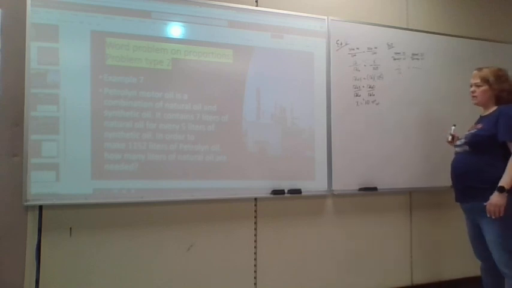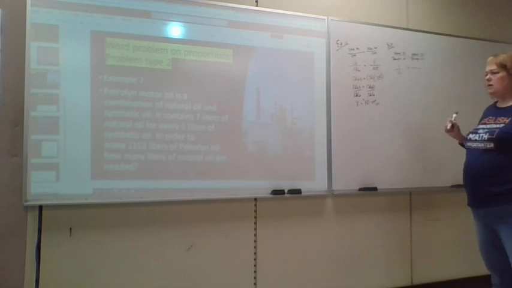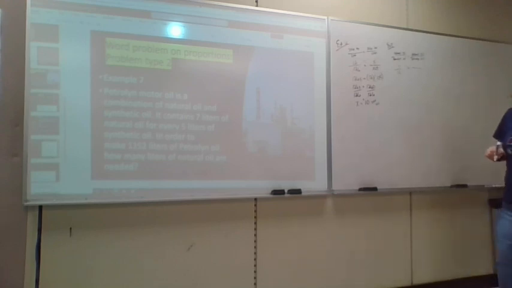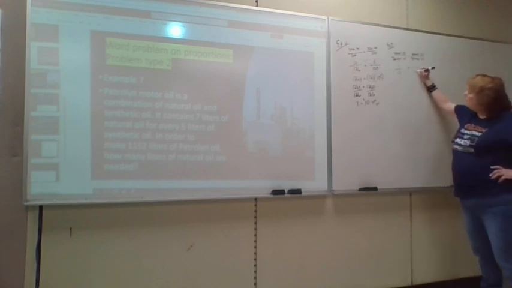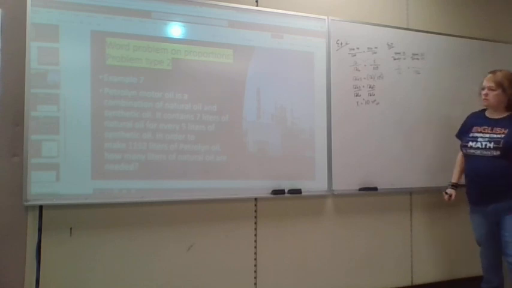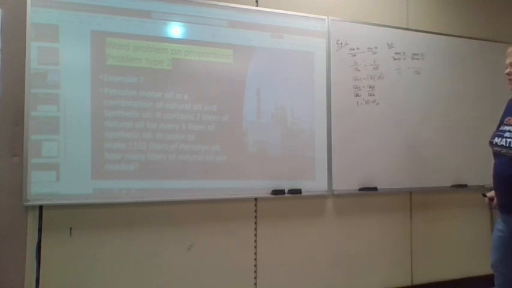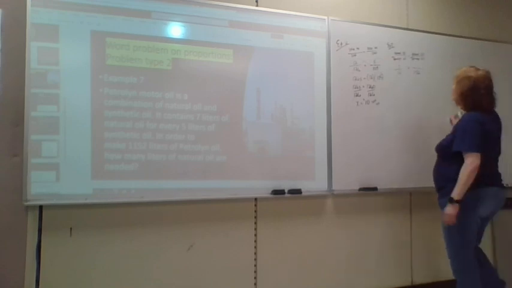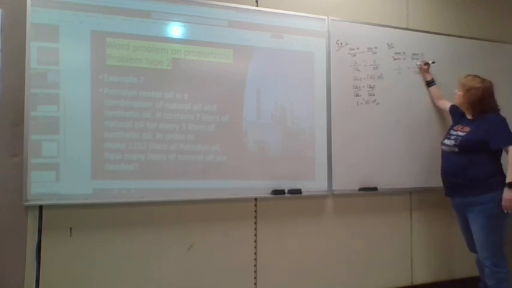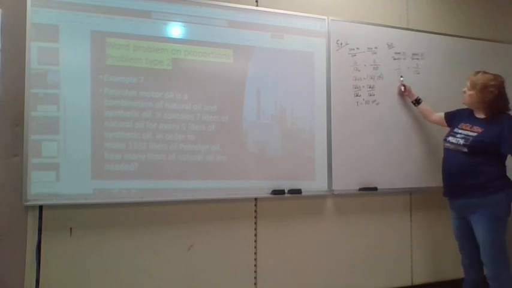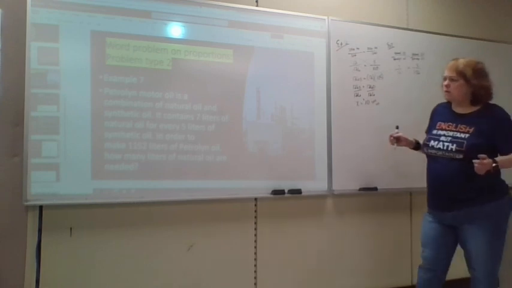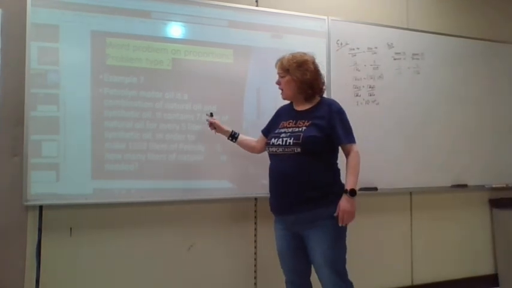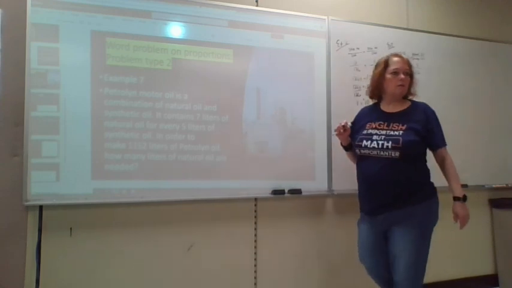Now go to the other side here. In order to make 1,152 liters of petroleum oil, where am I going to put that in the graph? On the bottom. 1152, right? How many liters of natural oil are needed? So what am I going to put? I'm going to put x. So the other class said, Miss Jackson, how'd you get that 12? Where'd it come from? Well, if you remember, it was a combination of them, so I added those two to make the petroleum.